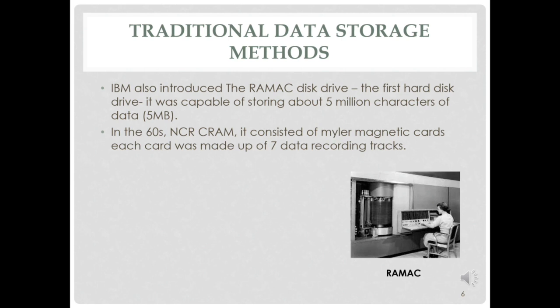IBM introduces a computer system that used the magnetic disk storage system, the RAMAC disk drive, the first hard disk drive. It was capable of storing about 5 million characters of data.